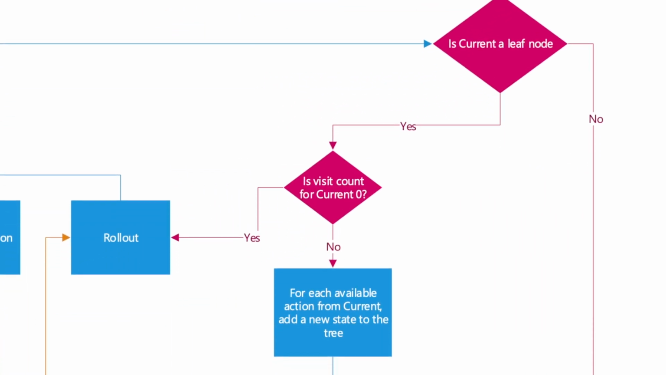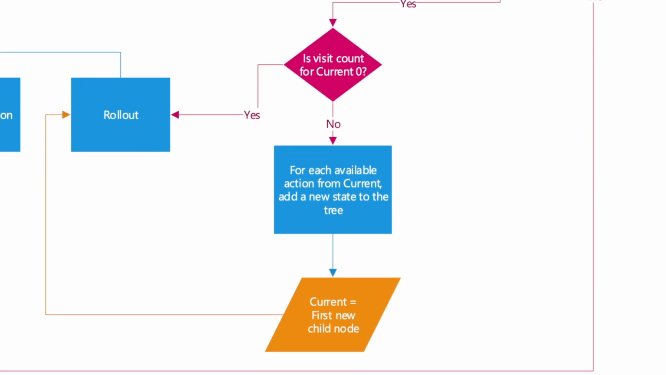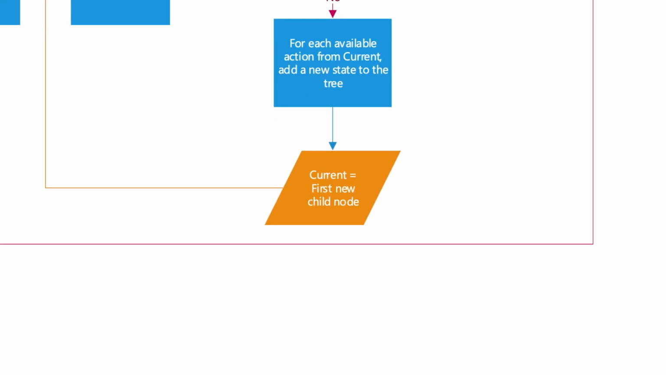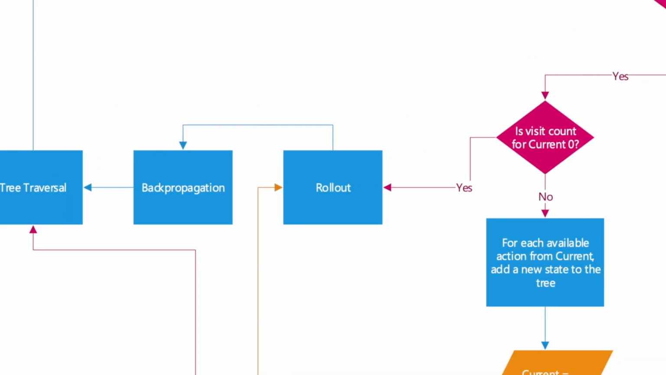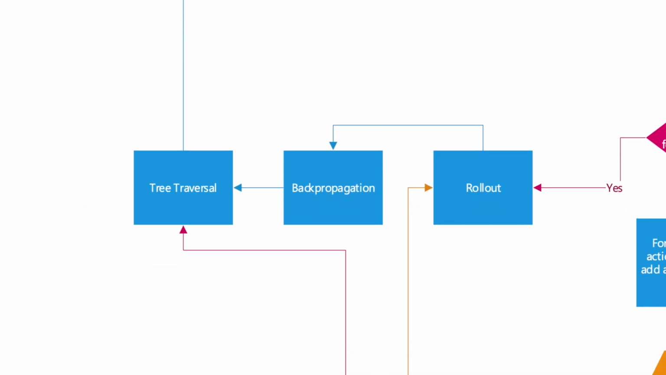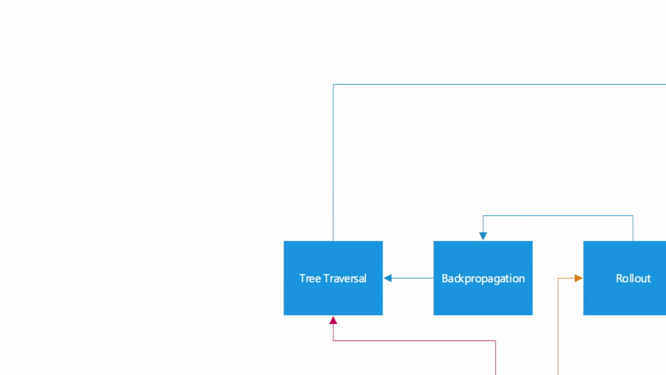Yes. Is the visit count for current 0? No, we've just visited it, so we need to perform the expansion part of the algorithm, which is for each available action of current, we add new states to the tree. Current is equal to the first new child node, and then we perform a rollout from there. Backpropagation is performed, and tree traversal is performed again.